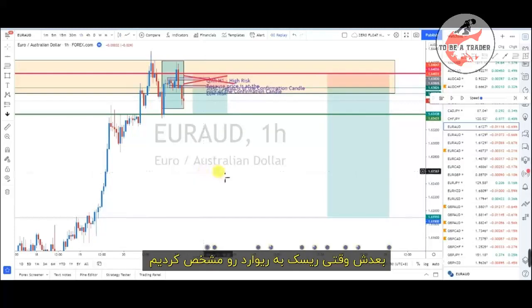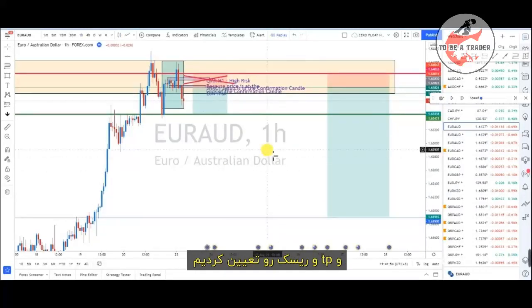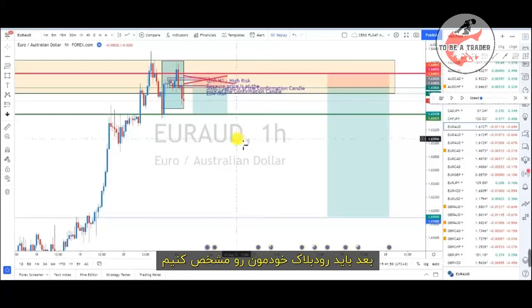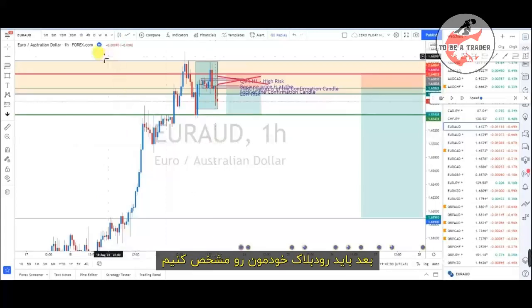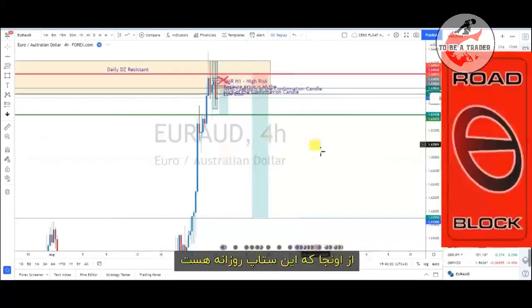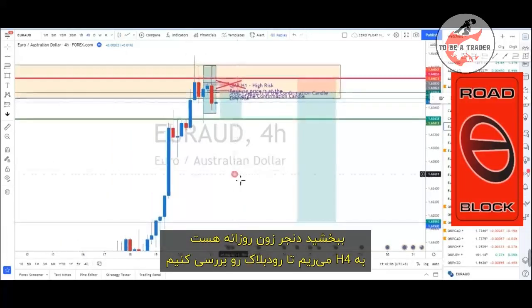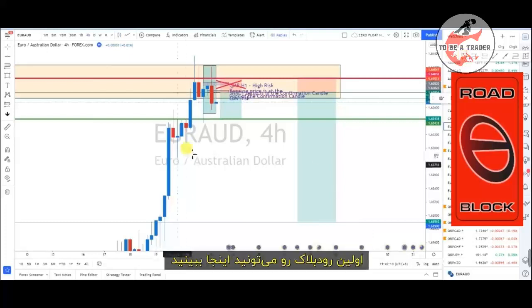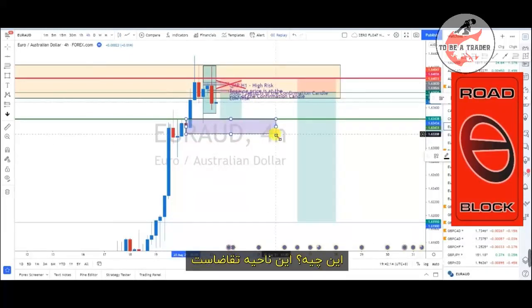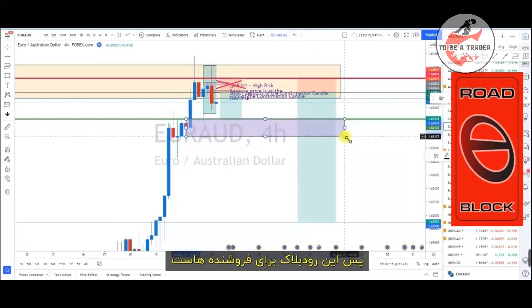So next thing, once we have set our risk reward, we have set our take profit, we have set our risk. Next, what should we do? Roadblock. Identify our roadblock. Since that is a daily setup, okay, sorry, there's a daily danger zone, we go to the H4 to check for any roadblock. So the first roadblock I can see here, this is the roadblock. Okay, what is this? This is the demand zone. Okay, so roadblock for seller.